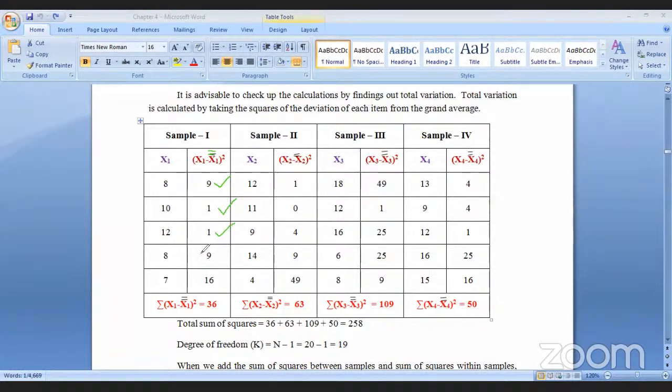Okay, 8 minus 11, that is 3. 3 square, 9. 7 minus 11, that is 4. 4 square, 16. And finally you got 36. So the same procedure applies for sample 2, sample 3, sample 4. Then finally you will get these values: 36, 63, 109, 50. Then finally 258. Degrees of freedom, that is k is equal to n minus 1. N stands for total number of samples, that is 20, minus 1, that is 19.